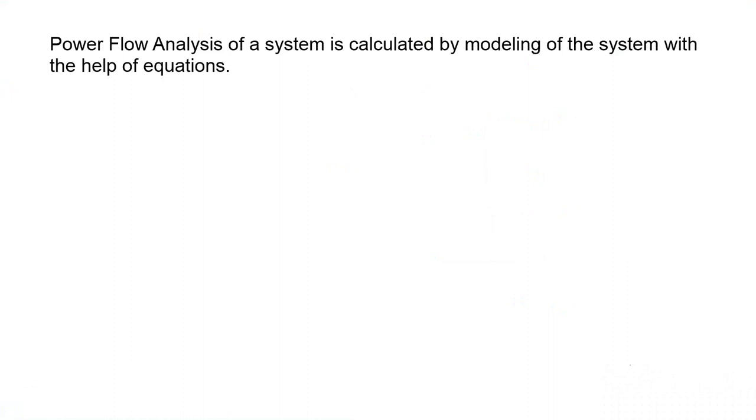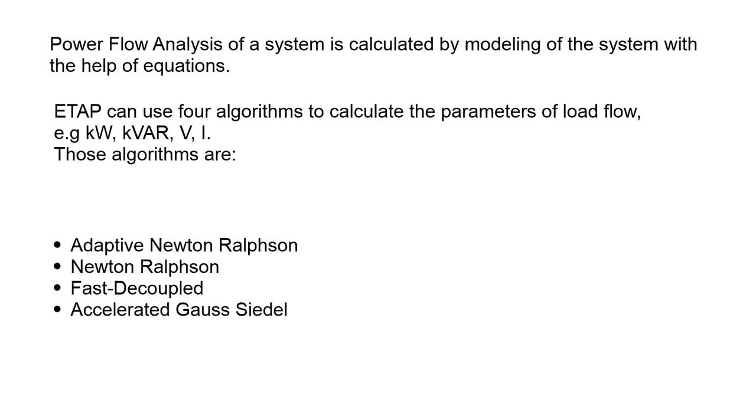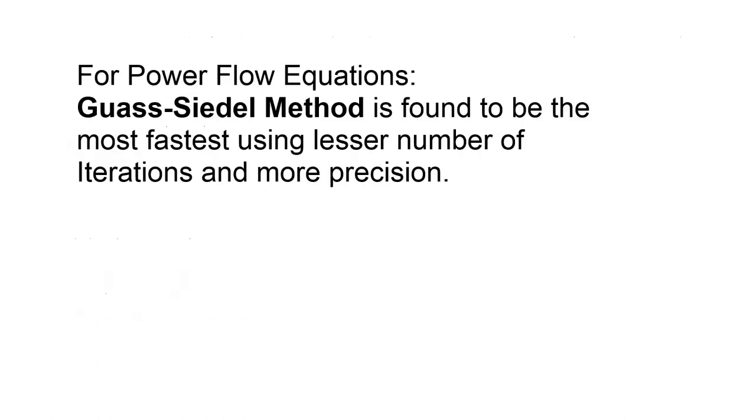Power flow analysis of a system is calculated by modeling of the system with the help of equations. ETAP can use four algorithms to calculate the parameters of load flow, that is kilowatts, kVAr, voltage, and current. Those algorithms are adaptive Newton-Raphson, Newton-Raphson, fast-decoupled, accelerated Gauss-Seidel. For power flow equations, the Gauss-Seidel method is found to be the fastest, using a lesser number of iterations and more precision.